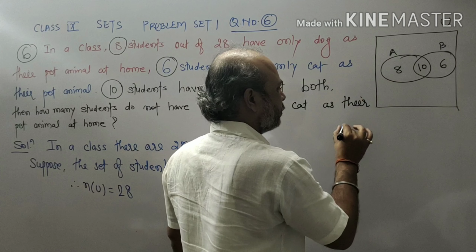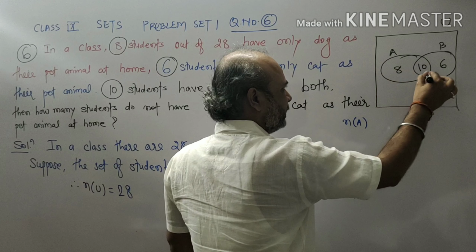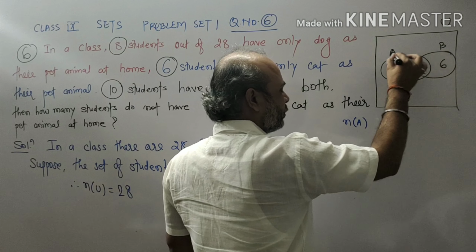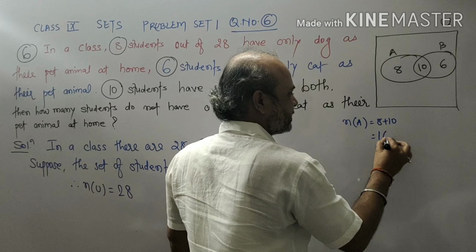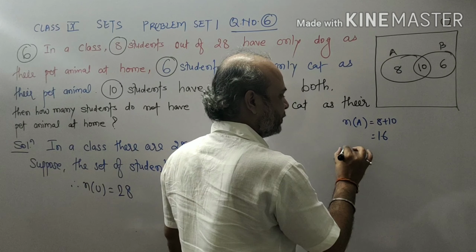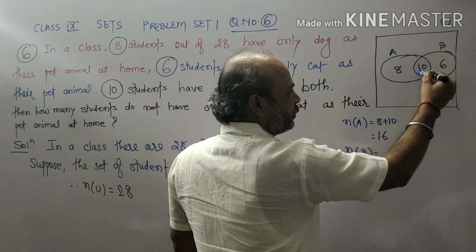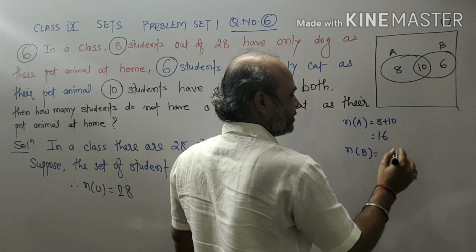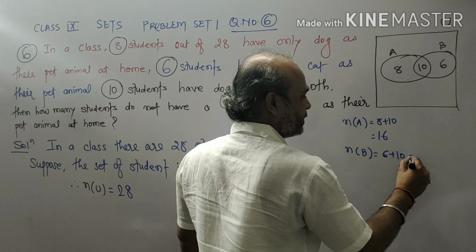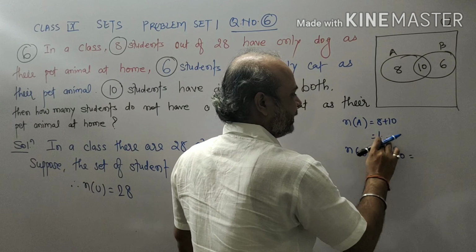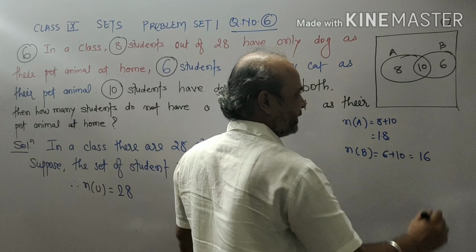From the Venn diagram, this is very clear. How do we find the number of A? The number of A will be this total, that is 8 plus 10, so this will be 18. And what will be the number of B? The number of B is 10 plus 6, or 6 plus 10, so this will be 16.